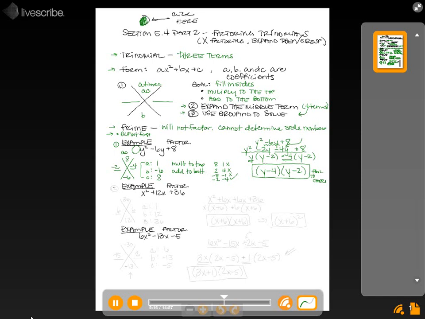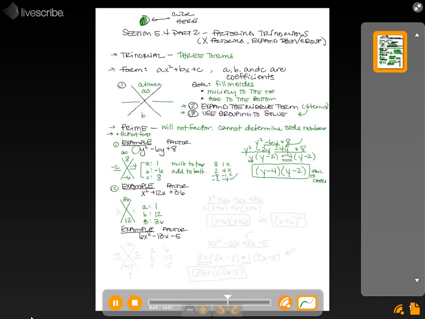Alright, let's look at the second example. Same idea, we're going to factor this out. So let's go ahead and draw our x. We'll list out a, b, and c. A, again, it's not written there, but we have the term, so it's 1, b is 12, and c is 36. A times c on top, 1 times 36 is 36. B on the bottom, 12.